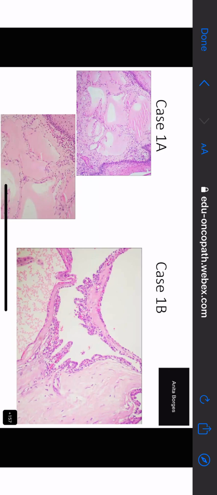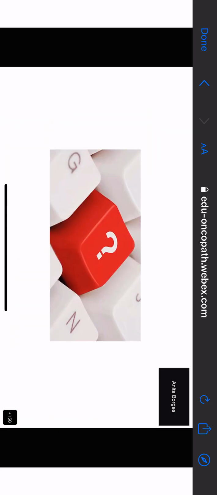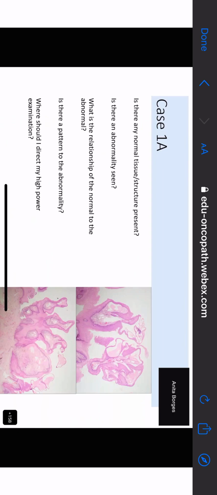Yes, ma'am. They are flattened and they contain some pale material inside these spaces. We have very little doubt that these are unlikely to be epithelial spaces. All right. So now, for the sake of the audience and for the sake of you, when we look at something at low power, we ask these 5 questions.